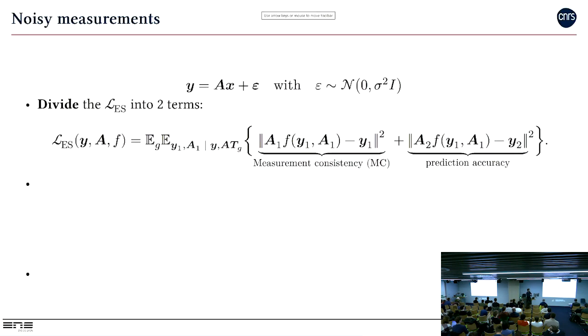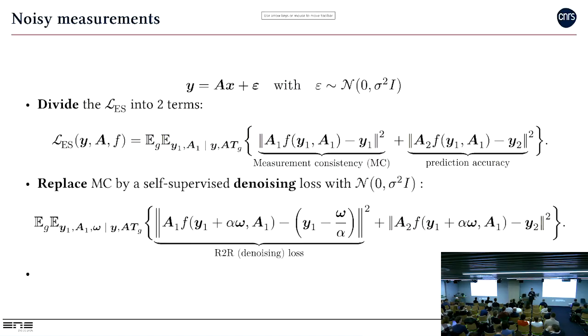So the problem of noise is not on the second term, it's on the first term. Why? Because the correlation between what we put inside the network and what we try to predict is only on Y1. Y2 and Y1 will have independent noises and there's no problem. So what we need to do is handle this first term. And for this, there's a very large literature on how to do self-supervised denoising losses.